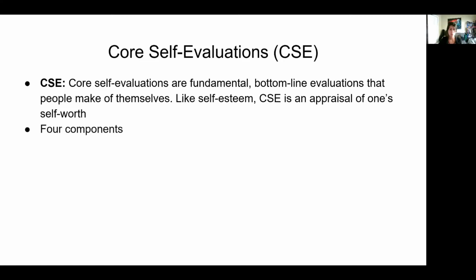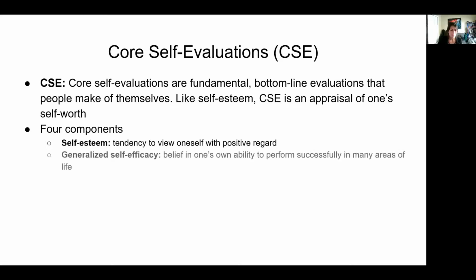And it's made up of 4 components. Self-esteem, which is just broadly viewing yourself positively. Generalized self-efficacy. Remember, we have discussed the difference between self-esteem and self-efficacy. Self-efficacy being your ability to perform successfully in life. And usually self-efficacy is targeted towards a specific thing or a specific trait or skill, but it can also be this generalized self-efficacy. Just, do I believe that I'm capable of being successful in many areas?